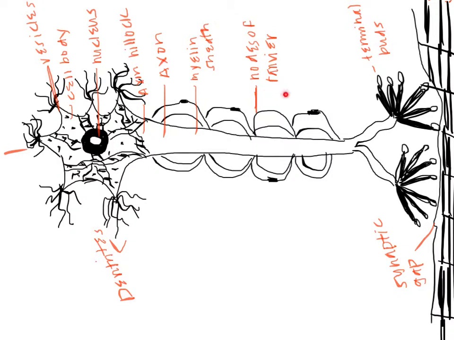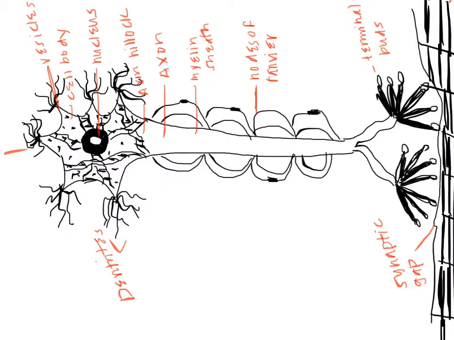The next thing we have is the nodes of Ranvier. The nodes of Ranvier are important for speeding up the process of transmitting signals from the central nervous system to the receiving muscle. The next thing we have are these buds right over here. They allow information from the neuron to travel to more than one cell at once.